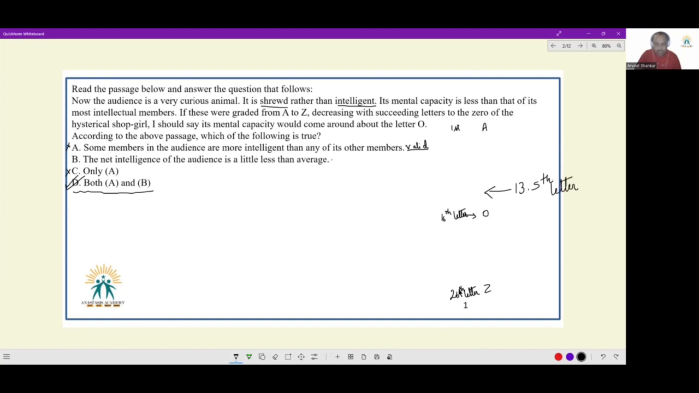13.5 because first term plus last term divided by 2. The fact that we have been given the statement, the average intelligence of the audience would be around the 16th letter O. It means the average intelligence or the net intelligence of the audience is slightly below average. Mathematically, that is being indicated. And therefore, A is also valid, B is also valid. And by extension, the correct answer to the question should be option D, both A and B.